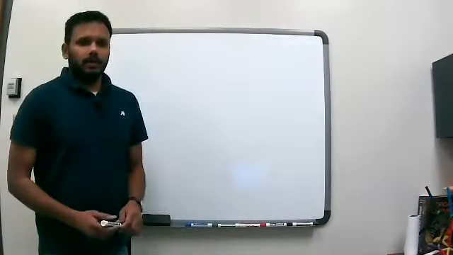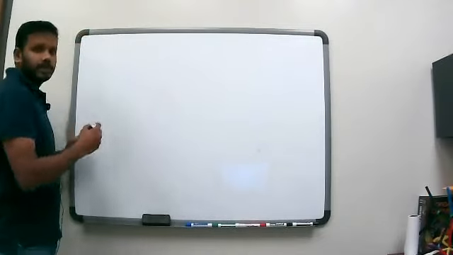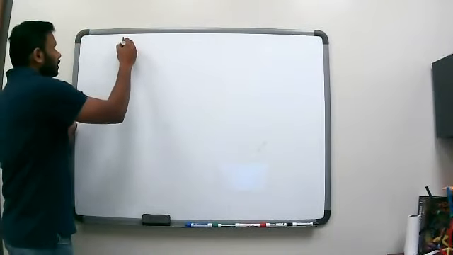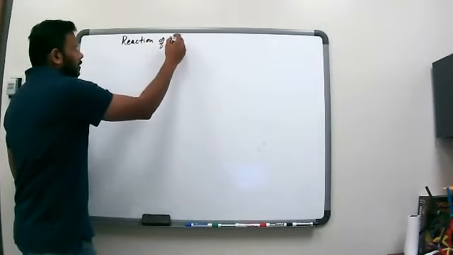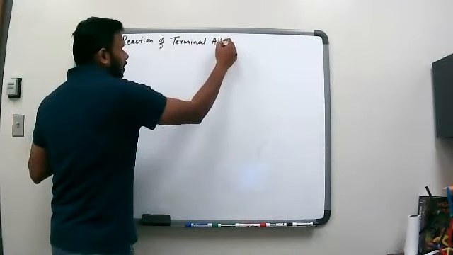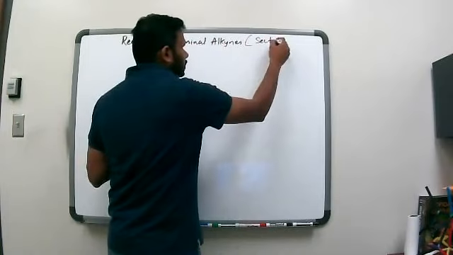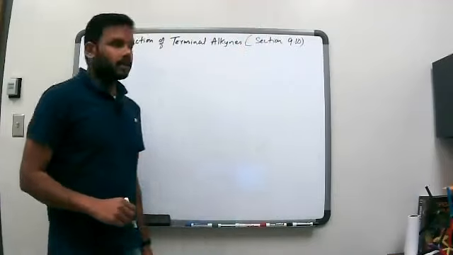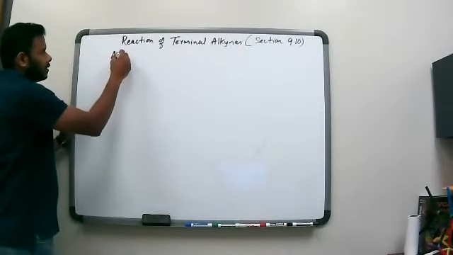Hello everyone. In this video, we are going to learn a reaction that's specific to terminal alkynes. This is a reaction of terminal alkynes, from section 9.10 in the textbook. And this reaction is called an alkylation.